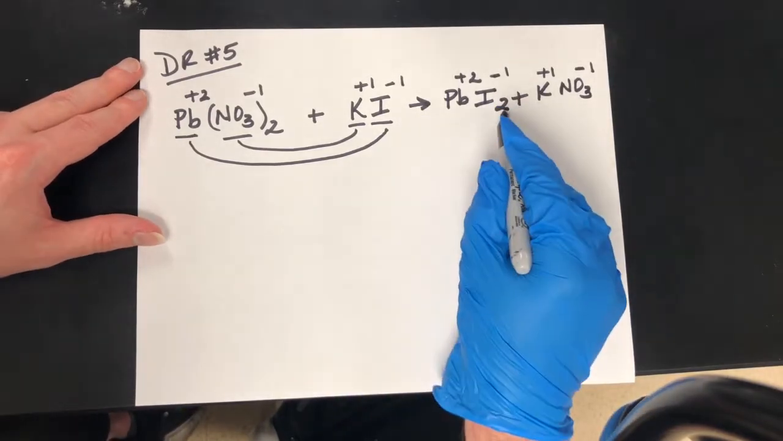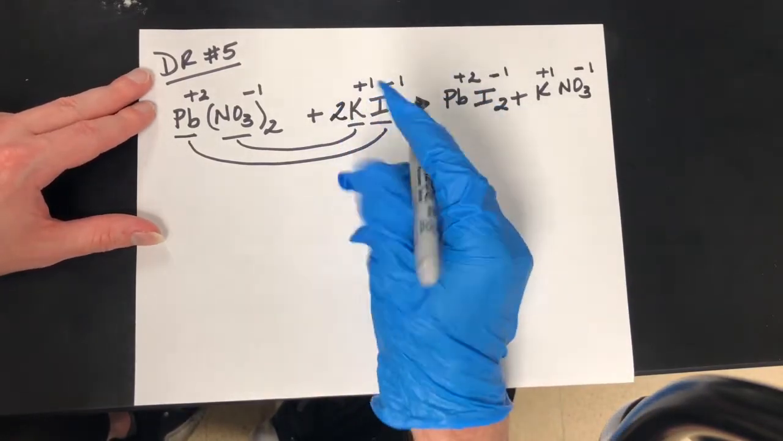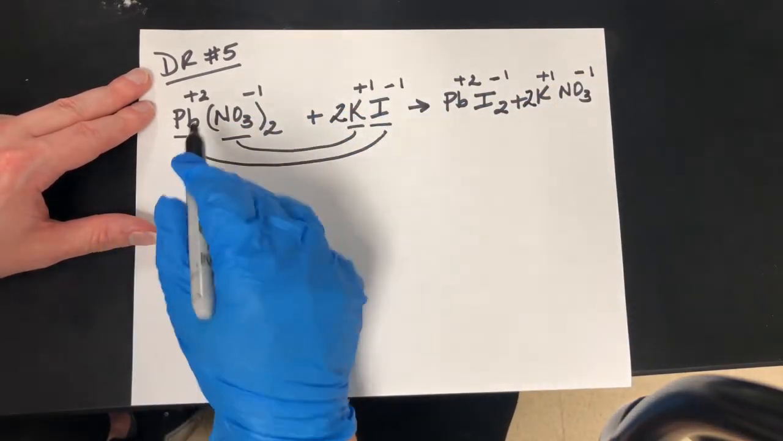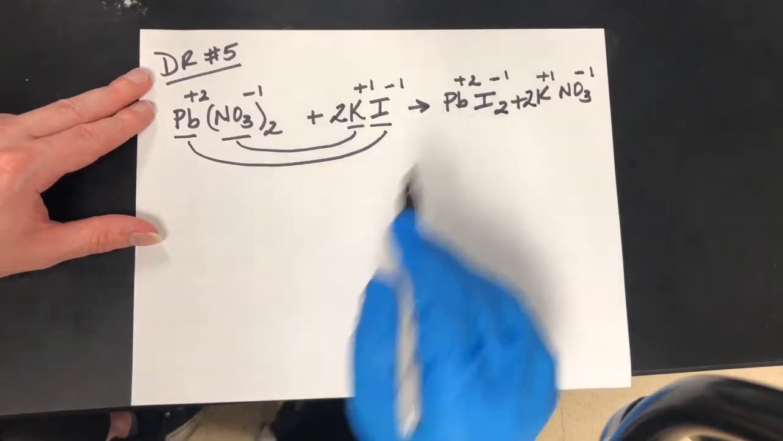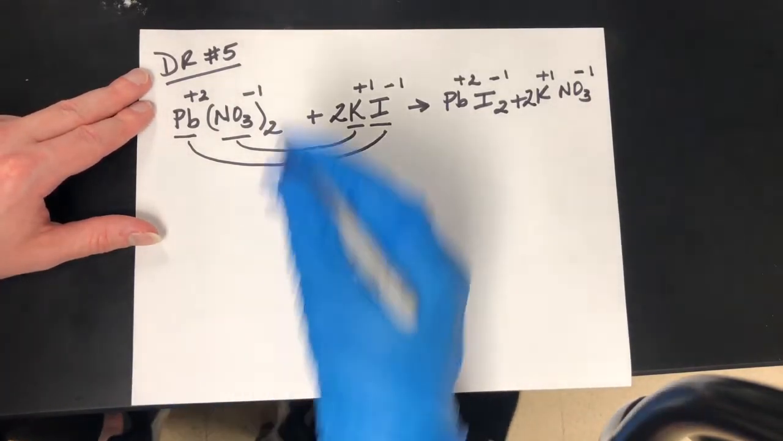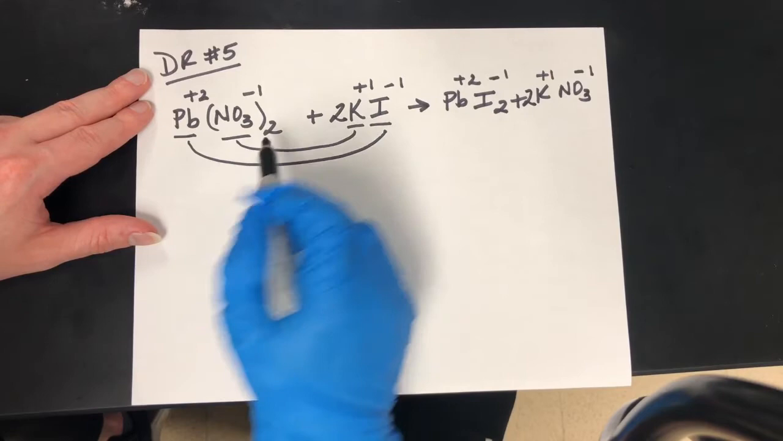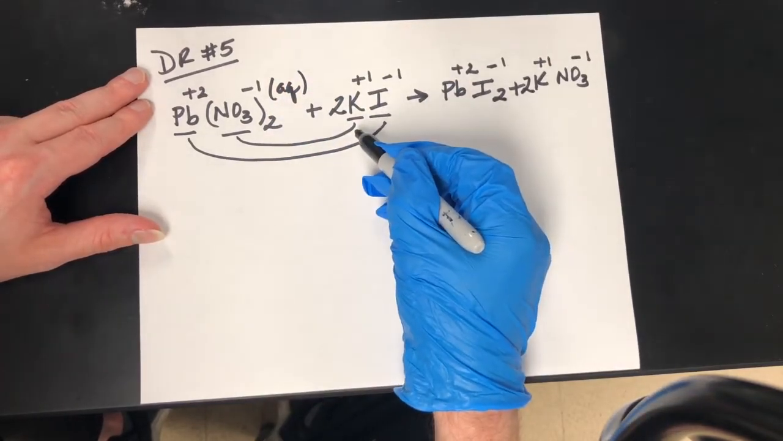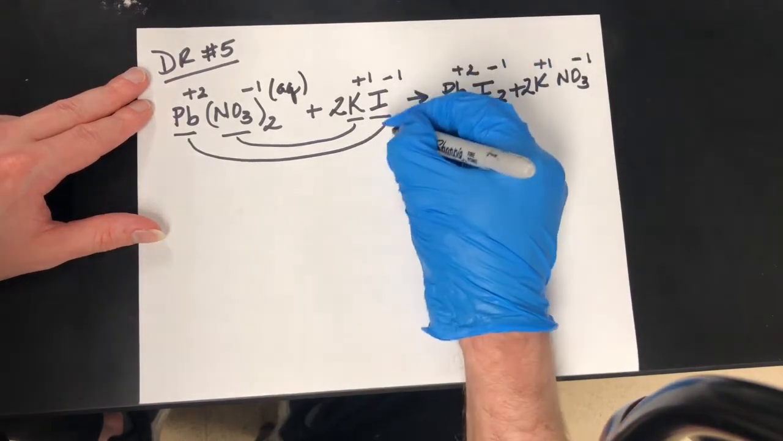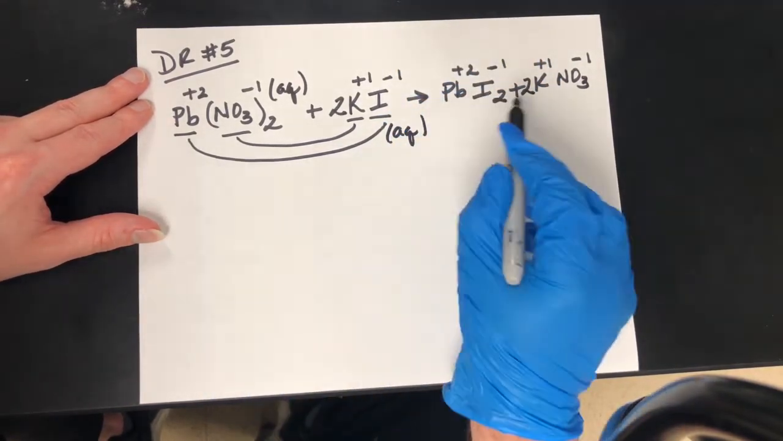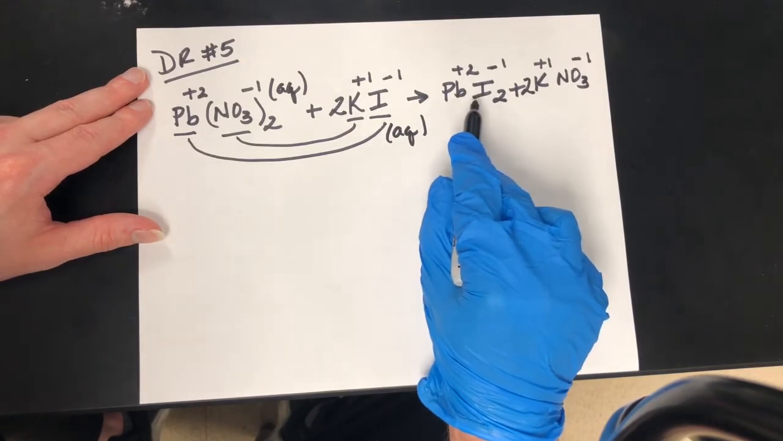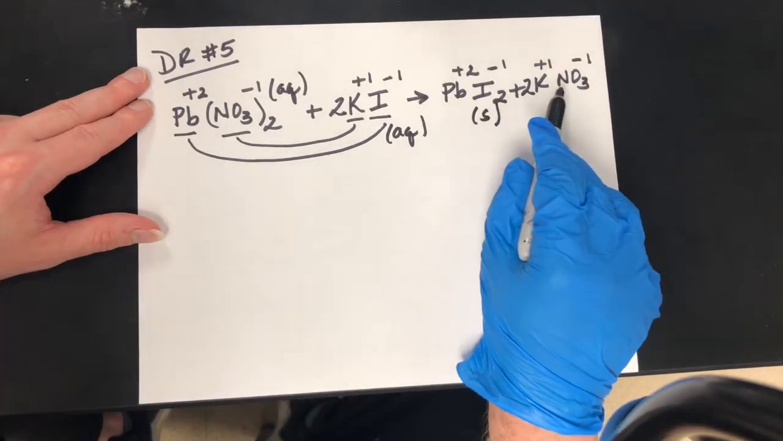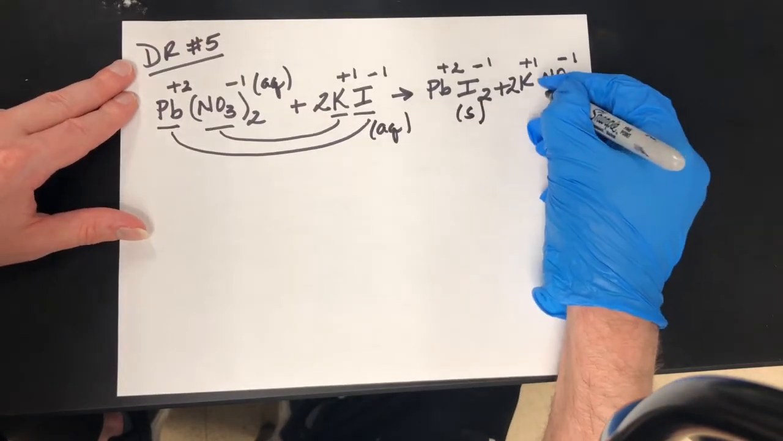So let's start balancing this. 2 I's on this side, 2 I's on this side. 2 K's, 2 K's, 2 NO3s, 2 NO3s, 1 Pb, 1 Pb. It's balanced. Now we need to go through and do our solubility rules. All compounds containing nitrate are soluble. All compounds containing I are soluble except for silver, mercury, lead. So this is soluble. All compounds containing iodide are soluble except for silver, mercury, lead. So this is going to be insoluble. And all compounds containing NO3 are soluble.